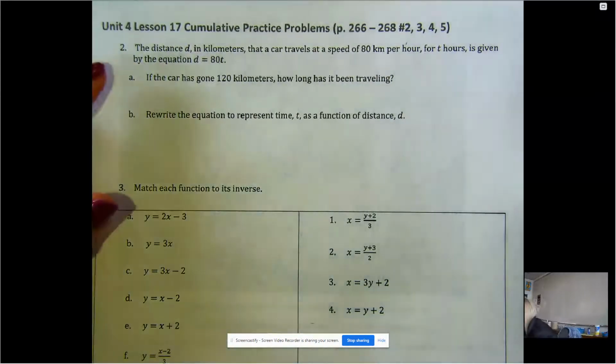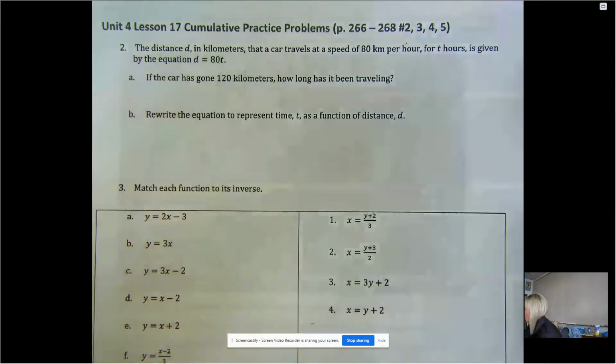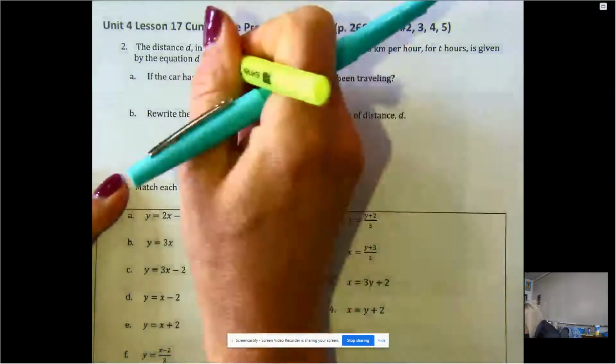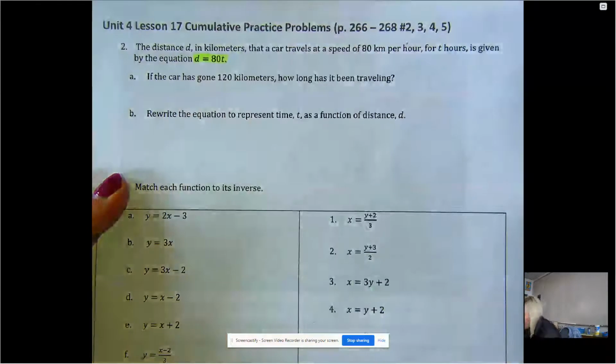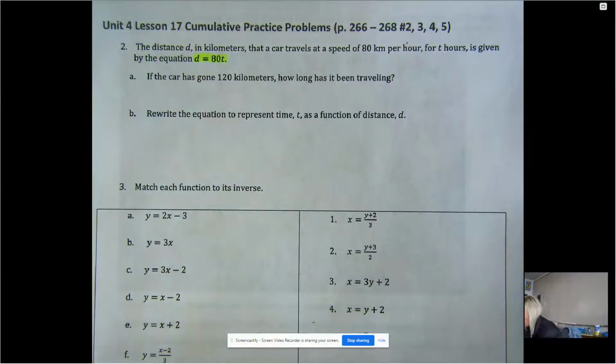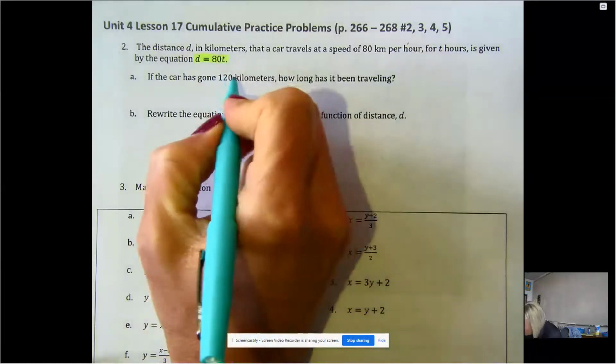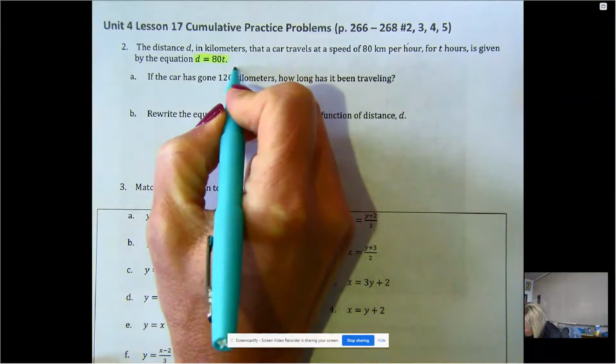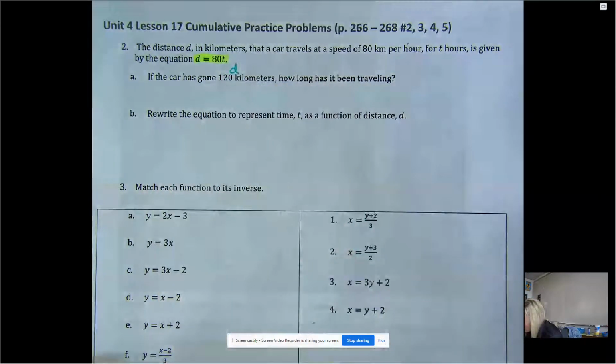The distance d in kilometers that a car travels at a speed of 80 kilometers per hour for t hours is given by this equation, d equals 80t. If the car has gone 120 kilometers, how long has it been traveling? So in this example, this 120 kilometers represents the distance, so d.